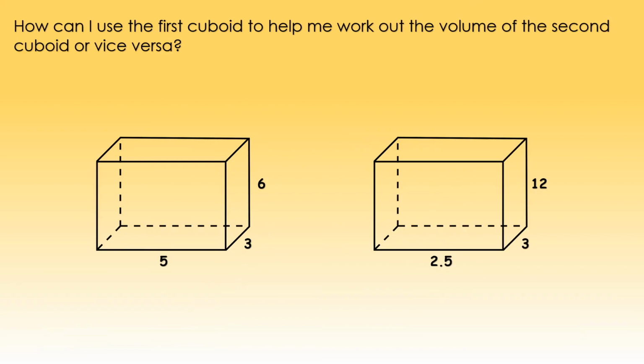So you need to look at how you can use the first cuboid to help you work out the volume of the second cuboid. What's the relationship between 5 and 2.5? What's the relationship between 6 and 12? And can that help you? If you work out 5 times 3 times 6, 5 times 3 is 15, 15 times 6 is 90. Then what do you notice if you've halved this and you've halved that, but you haven't changed your other one? What might your answer be?